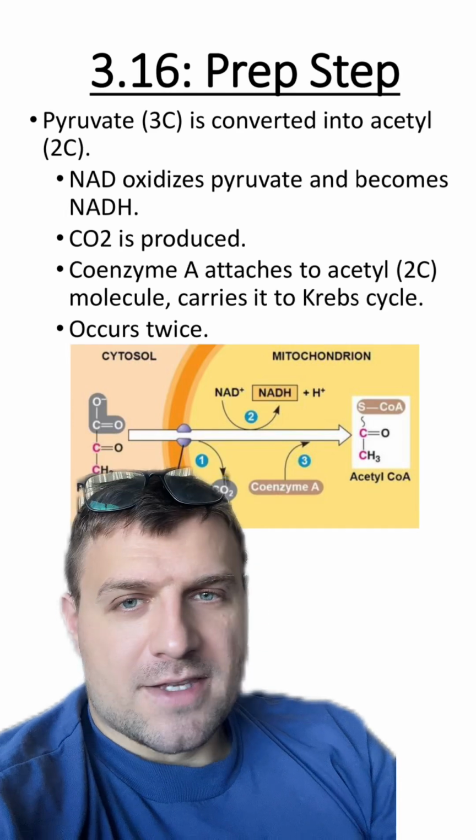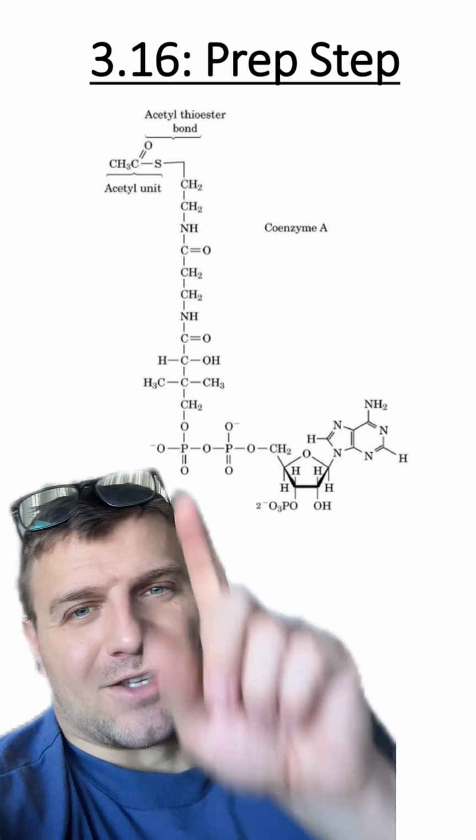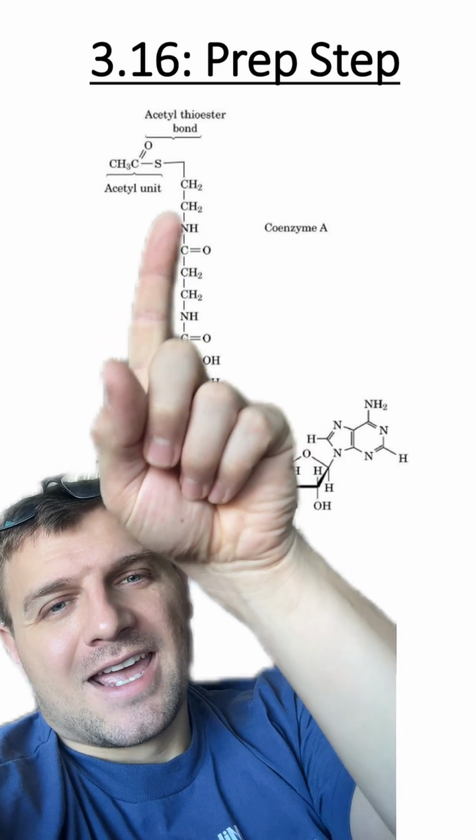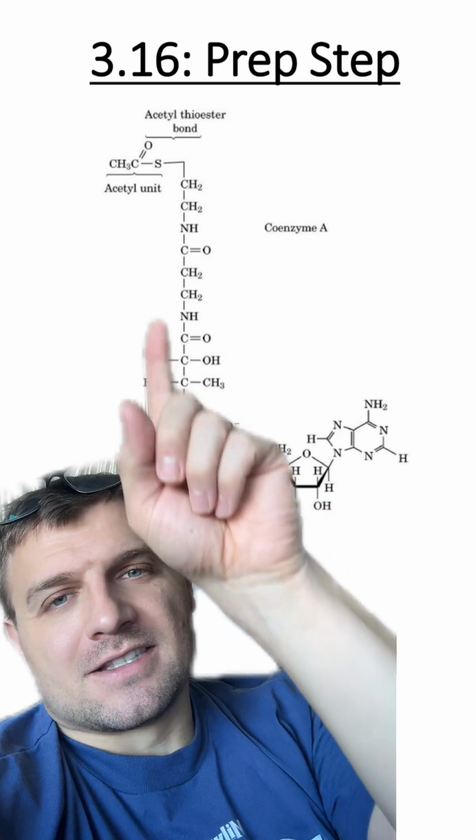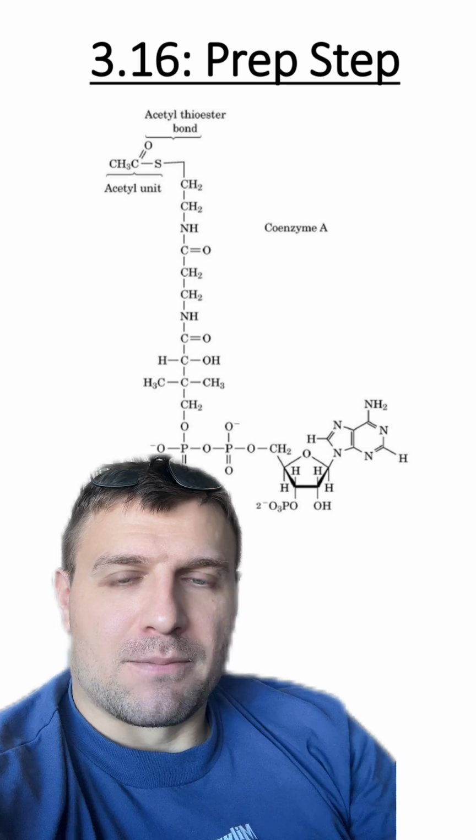Now remember that coenzyme A? This is what it kind of looks like. You can see the acetyl group up here, and this is that coenzyme A. It's just a large molecule that helps facilitate the acetyl group going into the next step, which is called the Krebs cycle.